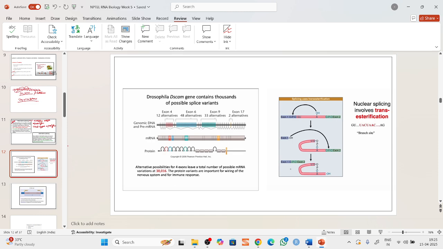Then nuclear splicing, which involves trans-esterification reactions. This is important. We have already discussed this many times. Again, just for your understanding, when we talk about splicing, splicing involves two trans-esterification reactions. Okay, you understand what I'm trying to say?